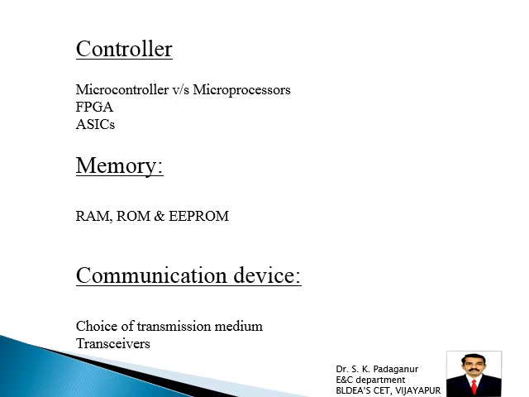Coming to the second component, that is memory. Memory is important to store the programs or the intermediate data. Usually different types of memories are used for programs and data. The different types of memories are RAM, ROM, and EEPROM. RAM is random access memory. ROM is read-only memory. EEPROM is electrically erasable programmable read-only memory.